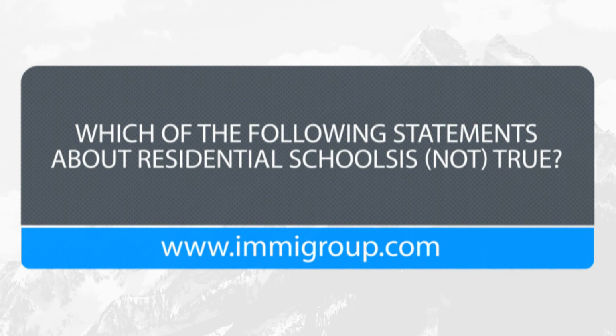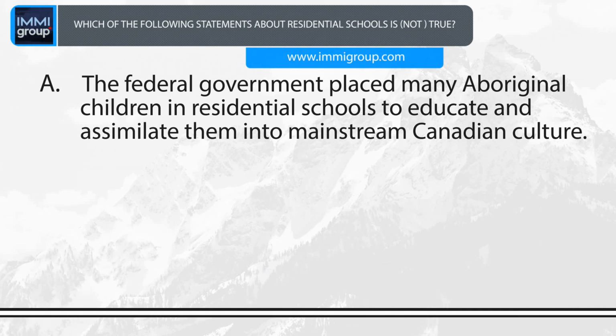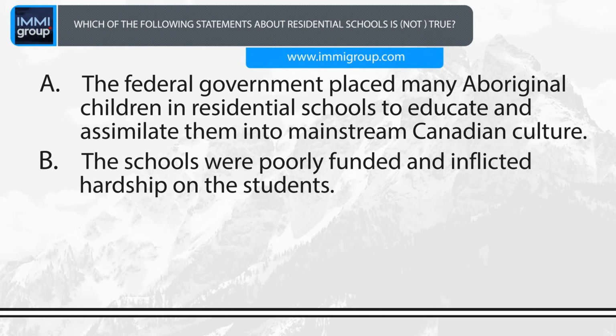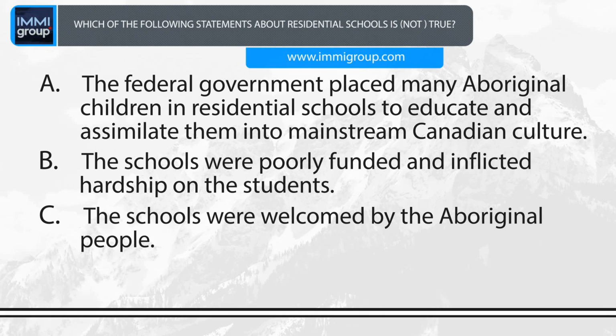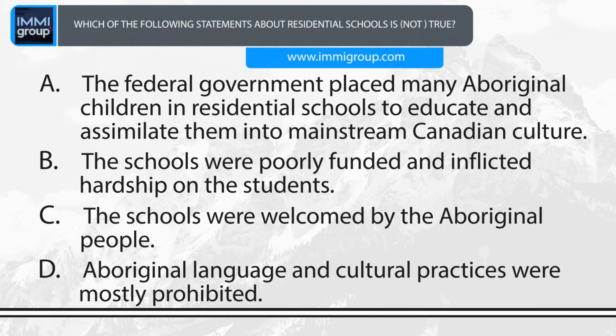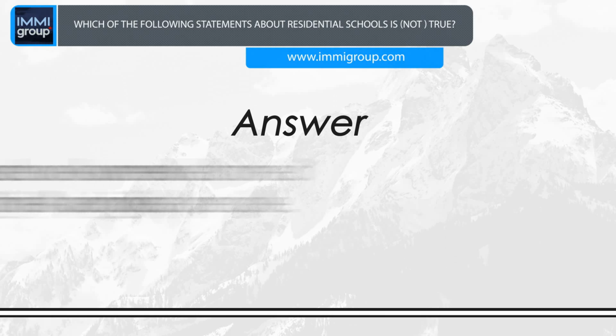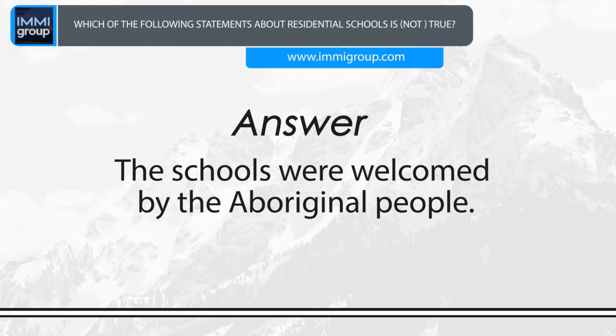Which of the following statements about residential schools is not true? A. The federal government placed many Aboriginal children in residential schools to educate and assimilate them into mainstream Canadian culture. B. The schools were poorly funded and inflicted hardship on the students. C. The schools were welcomed by the Aboriginal people. D. Aboriginal language and cultural practices were mostly prohibited. Answer: the schools were welcomed by the Aboriginal people.